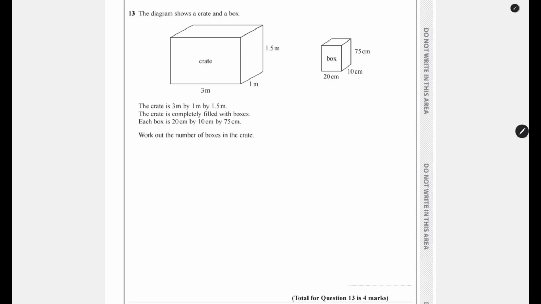So the first thing that we need to do is convert the units, either work in meters or centimeters. Let's work in centimeters. So we know that this 3 meters is 300 centimeters. This 1 meter is 100 centimeters. And this 1.5 meters is 150 centimeters.